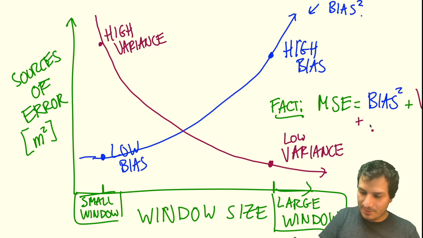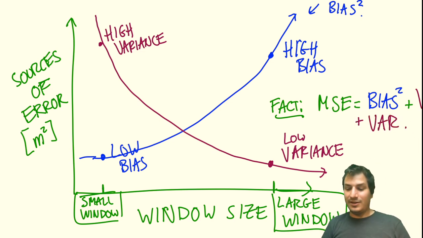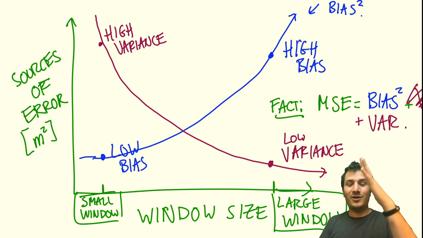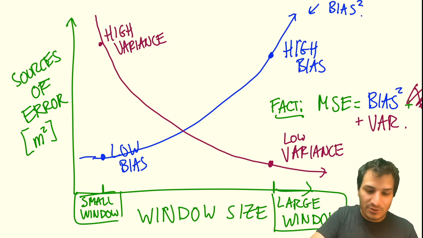Oh, I went off the screen. Okay, plus the variance. Okay, and we'll do that. So, okay, ignore the stuff over here. Okay. So the mean squared error is the sum of that blue curve, the bias squared, and the variance. So what is it going to look like?